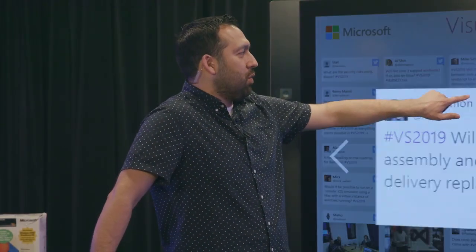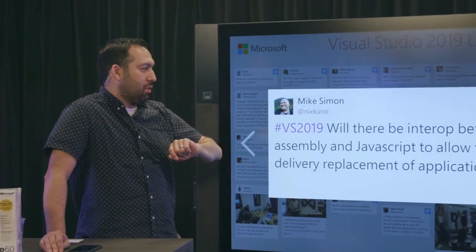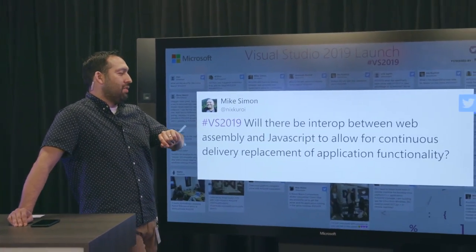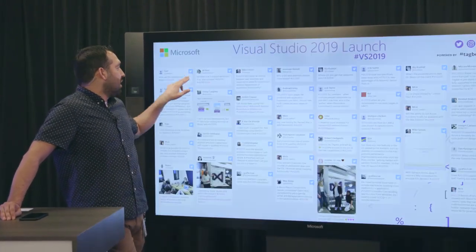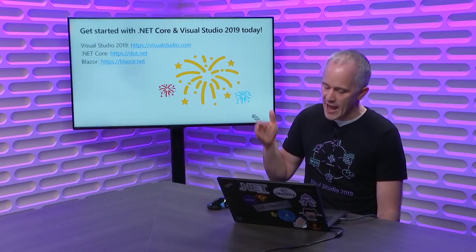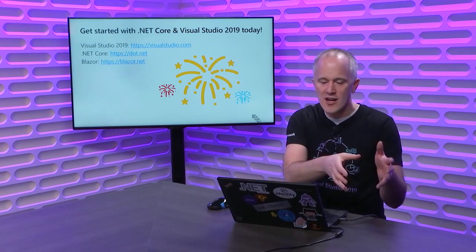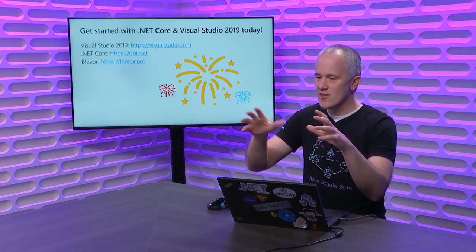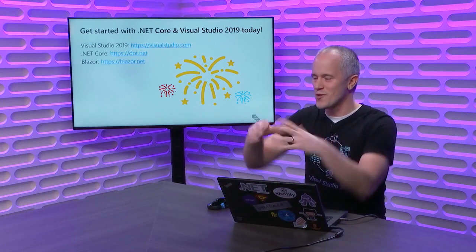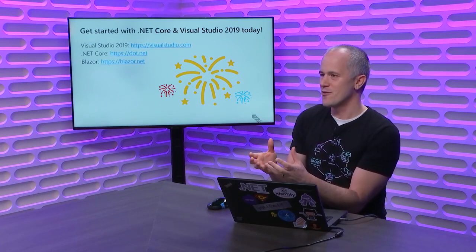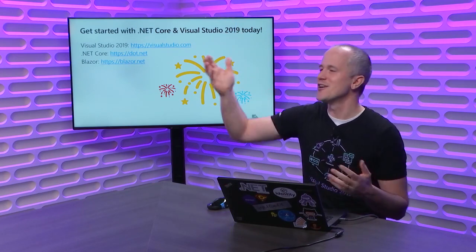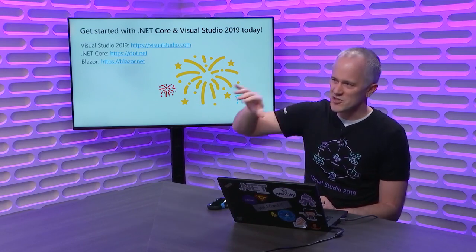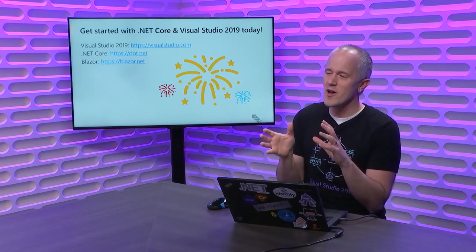Fantastic. Just two more questions. Will there be interop between WebAssembly and JavaScript to allow for continuous delivery replacement of application functionality? So there are probably two questions in there. You can, of course, call into JavaScript from WebAssembly. That works. You can call from .NET code into any JavaScript library, any browser API. In fact, you can even take those libraries written in JavaScript and shrink wrap them in a .NET API wrapper, ship them as a NuGet package, and now anyone can call that library as if it was written in C# and .NET.